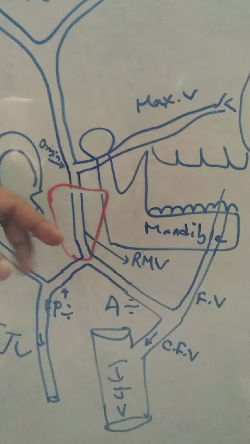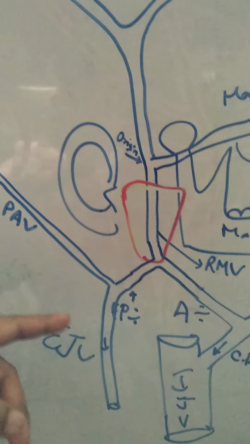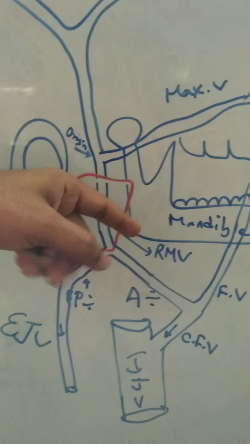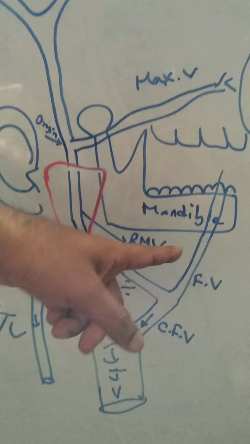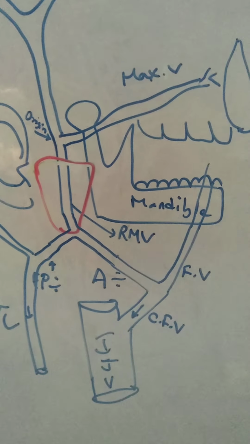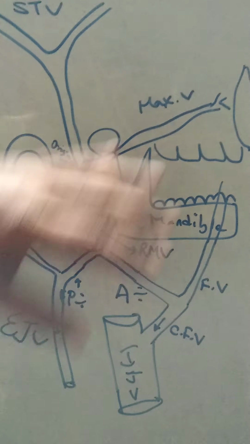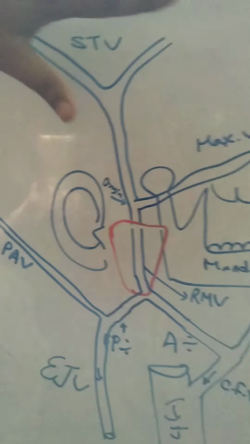What happens to posterior division? Joins with posterior auricular vein to form external jugular vein. What happens to anterior division? It joins with facial vein to form common facial vein, which ends up in internal jugular vein. Area of drainage is from the maxilla, temporal area, and the scalp.